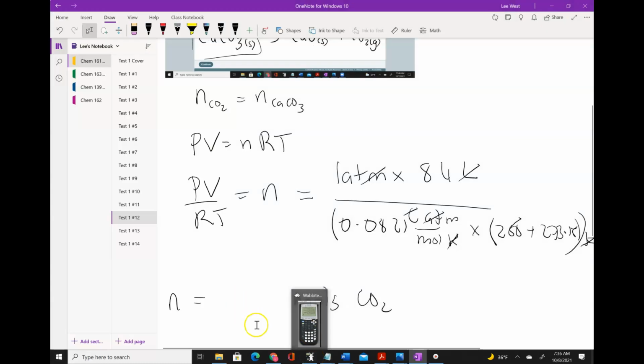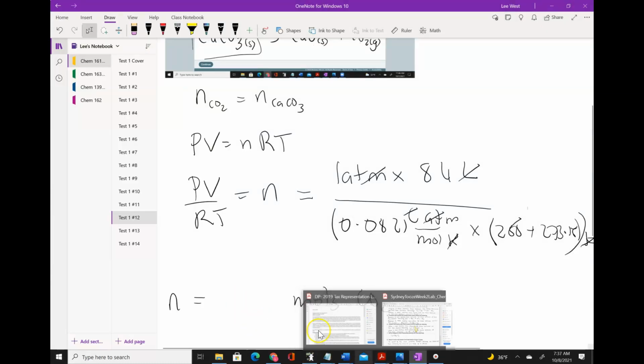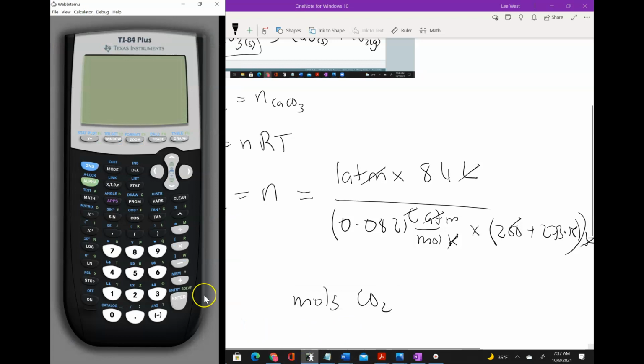Having some window issues here. I want everything to tile and it's not wanting to do it. Alright, there we go.